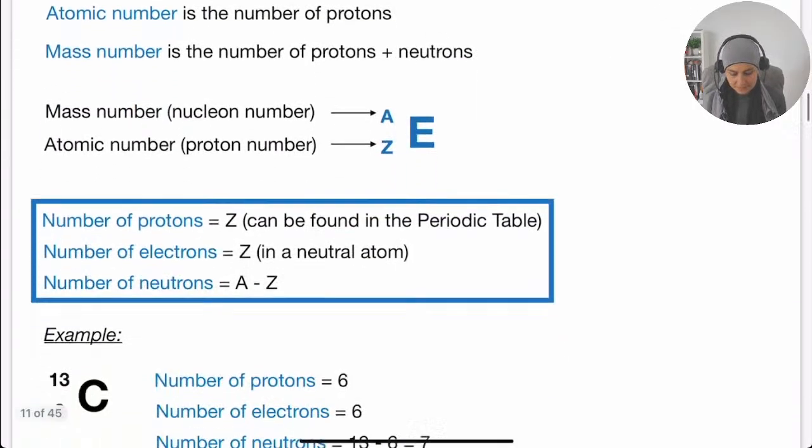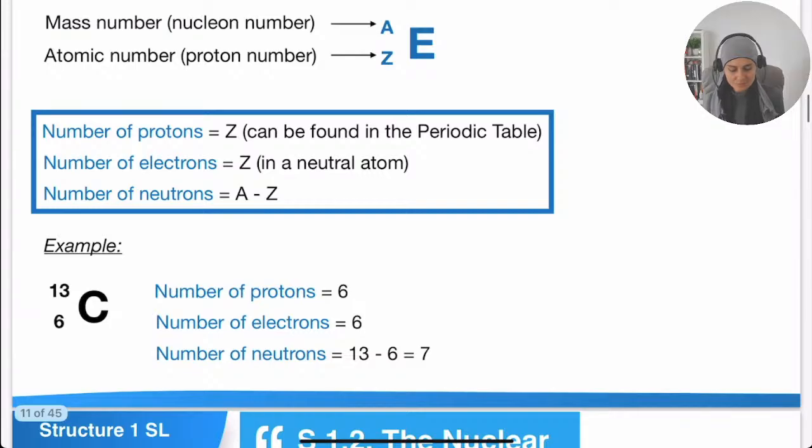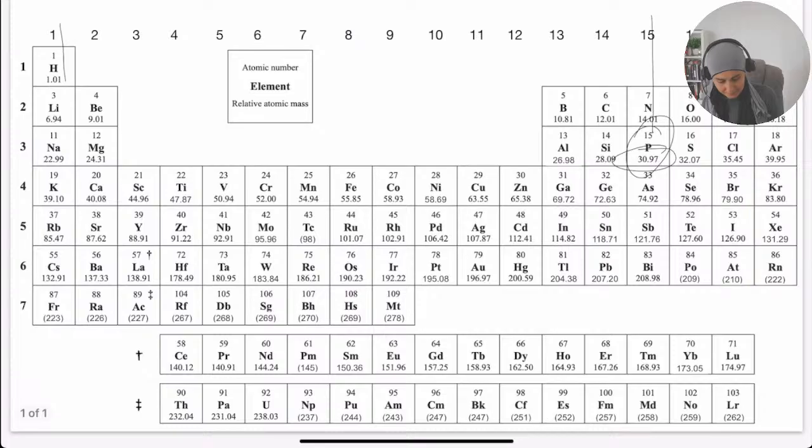Sometimes they would ask you to write down elements with this notation, where you have the symbol of the element, and at the top you would have the mass number. At the bottom, you would have the proton number, or atomic number, or the number of protons. The number of protons equals the atomic number, which can be found in the periodic table. For example, for carbon, 13 is its mass number, and 6 is the number of protons, which is in the periodic table.